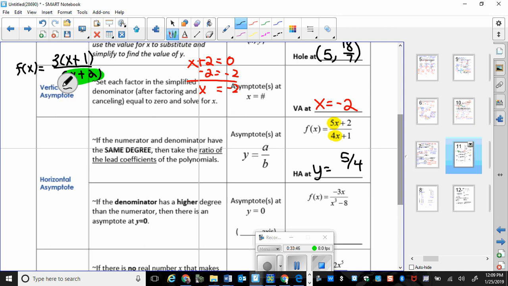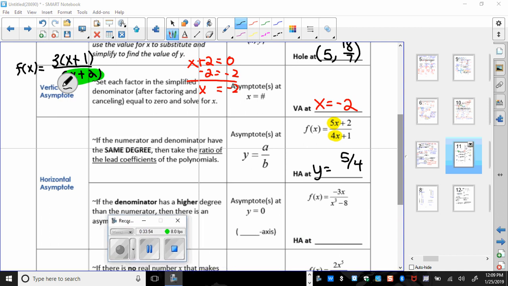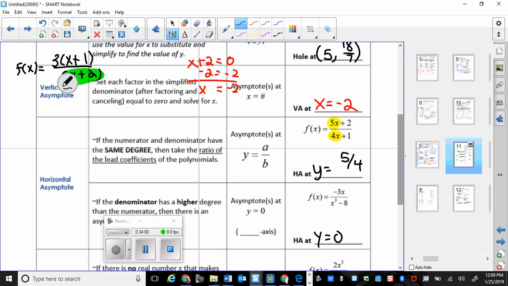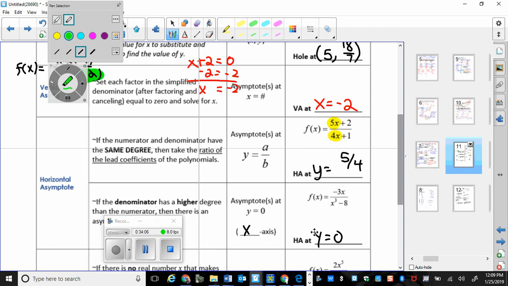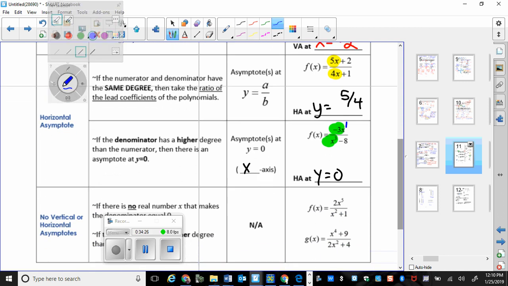Now let's say on the bottom, in the denominator, there's a higher degree than the numerator. Then it's automatically that the asymptote is at y equals 0. So here, this is the x-axis. It's automatic that the asymptote is at the x-axis. So here, look at your leading coefficient at the top. It's negative 3x. This power is to the 1 power. At the bottom, it's x to the 3rd. So I have a bigger degree polynomial at the bottom, so it's automatically y equals 0. Don't stress over horizontal asymptotes.